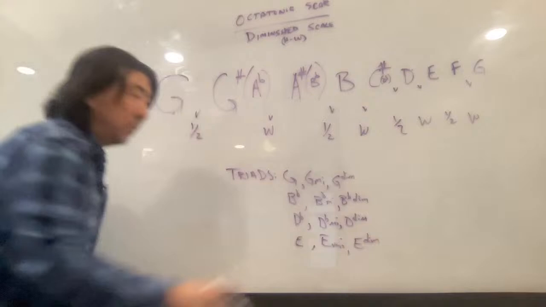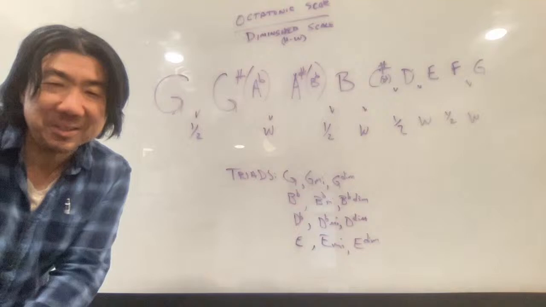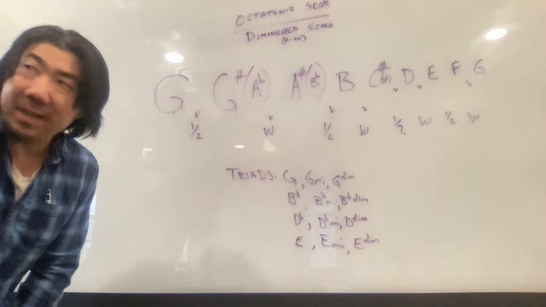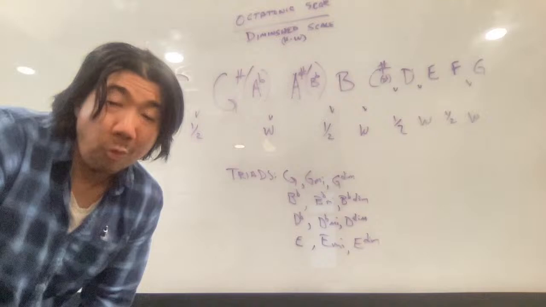So we have these triads. How many of them? 1, 2, 3, 4, 5, 6, 7, 8, 9, 10, 11, 12 major, minor, and diminished triads all from this one scale. That's huge. I'll say that again. 12 major, minor, and diminished triads from one scale. This is the power of the octatonic diminished half whole scale.